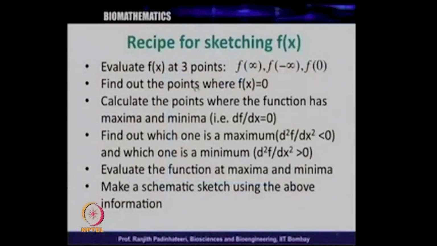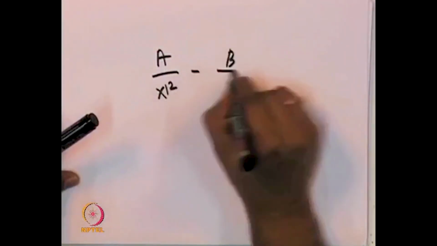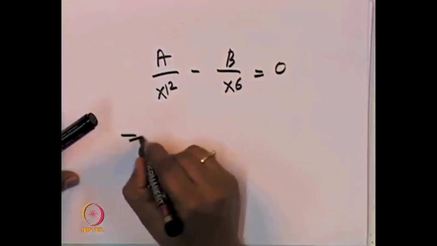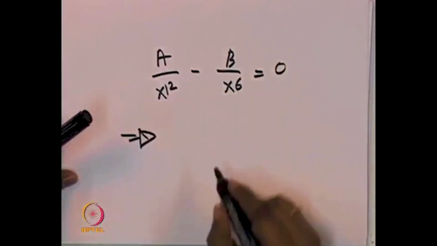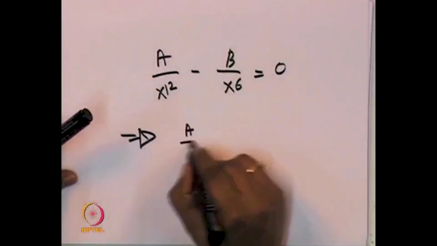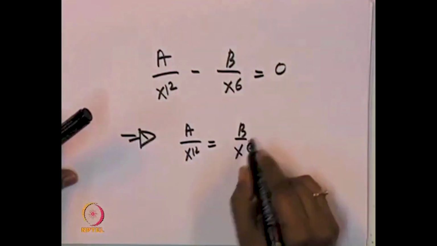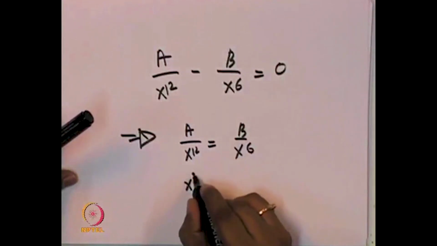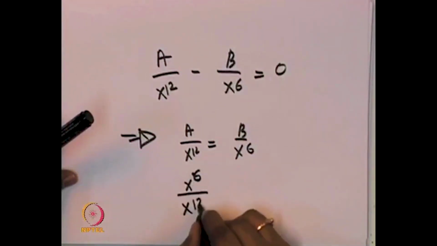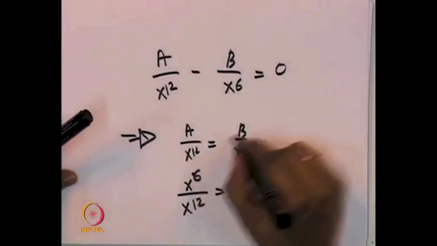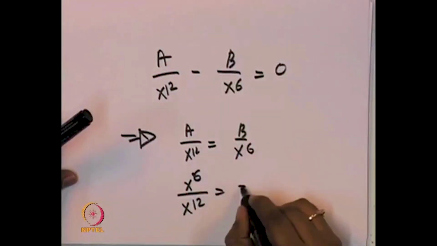The second recipe is find out the point where f of x equal to 0. So, the next point is to find out where this function is 0. Let us quickly do this, protocol number 2, which is find out where a by x power 12 minus b by x power 6 equals 0. What does this imply? This means that a by x power 12 equals b by x power 6.